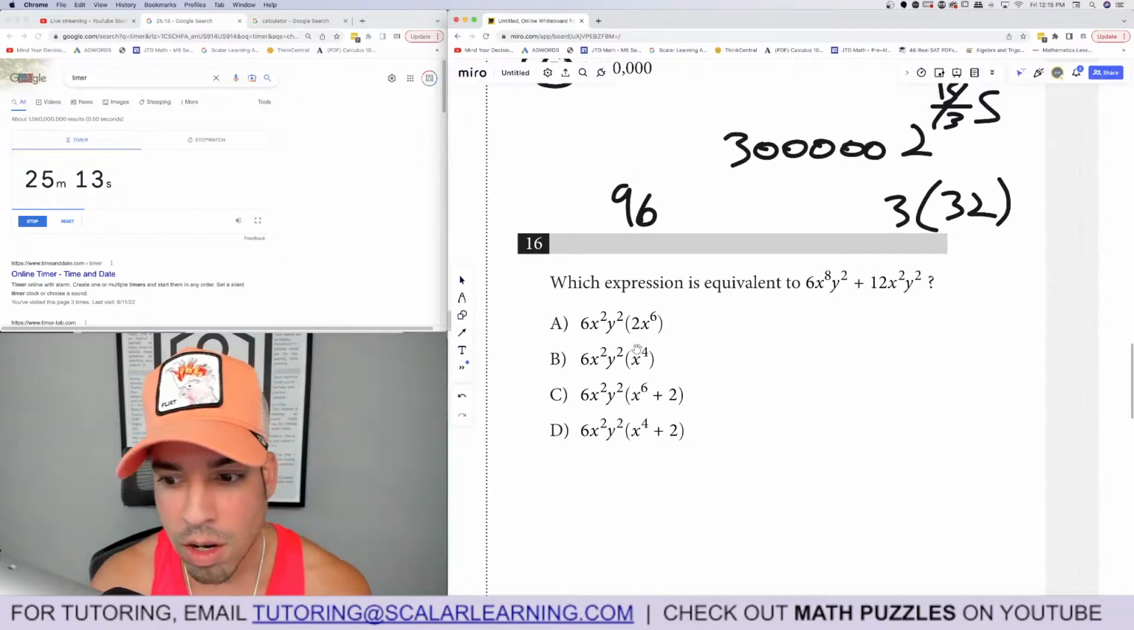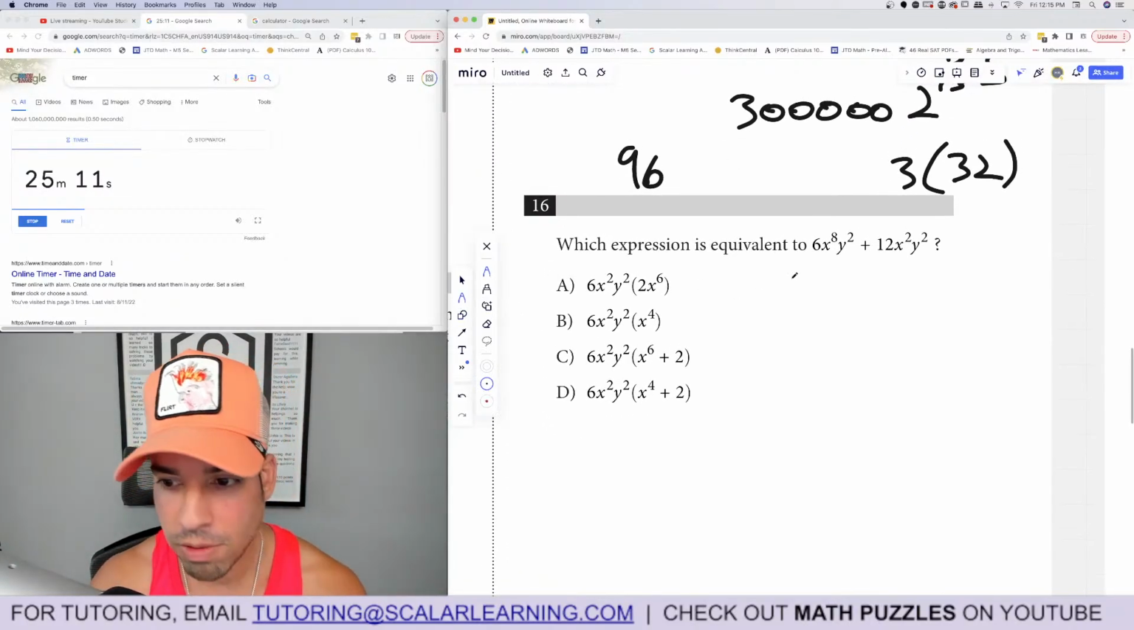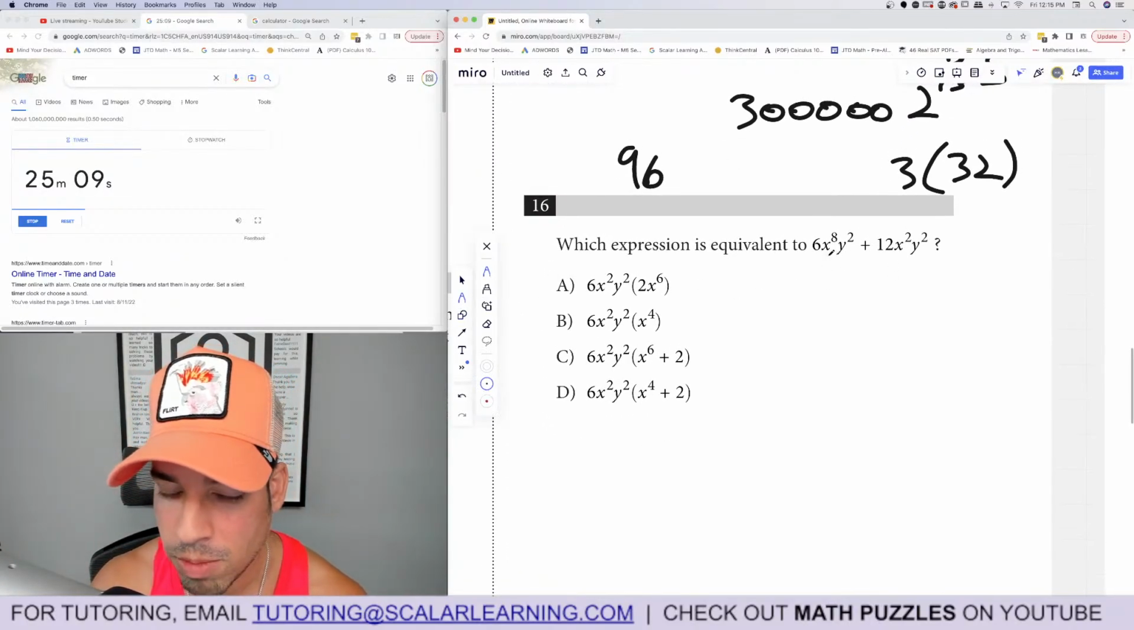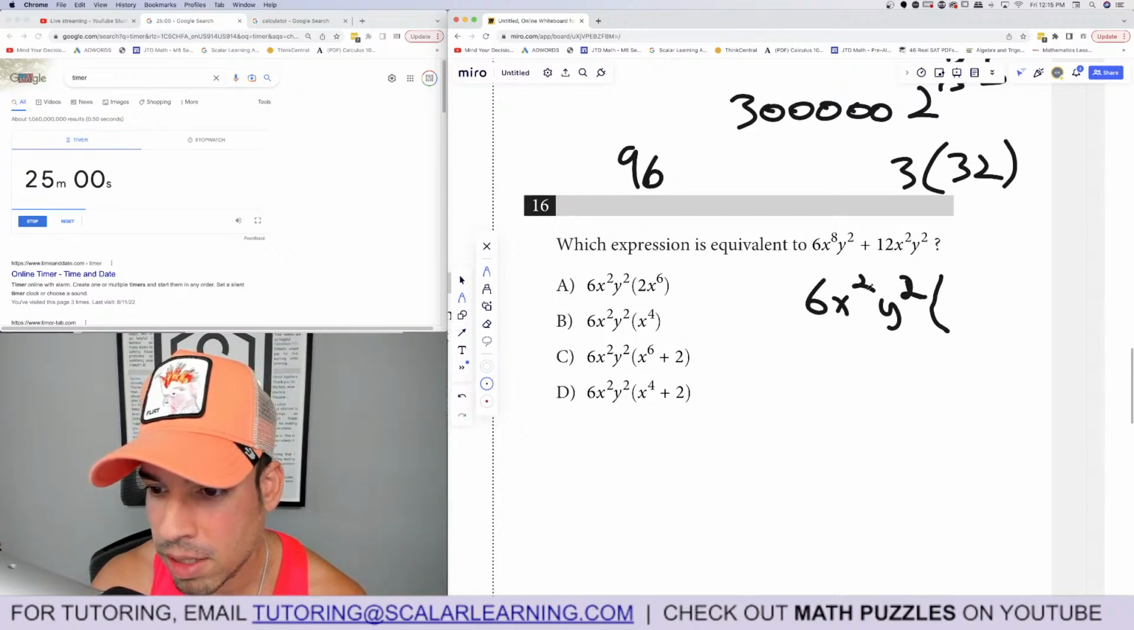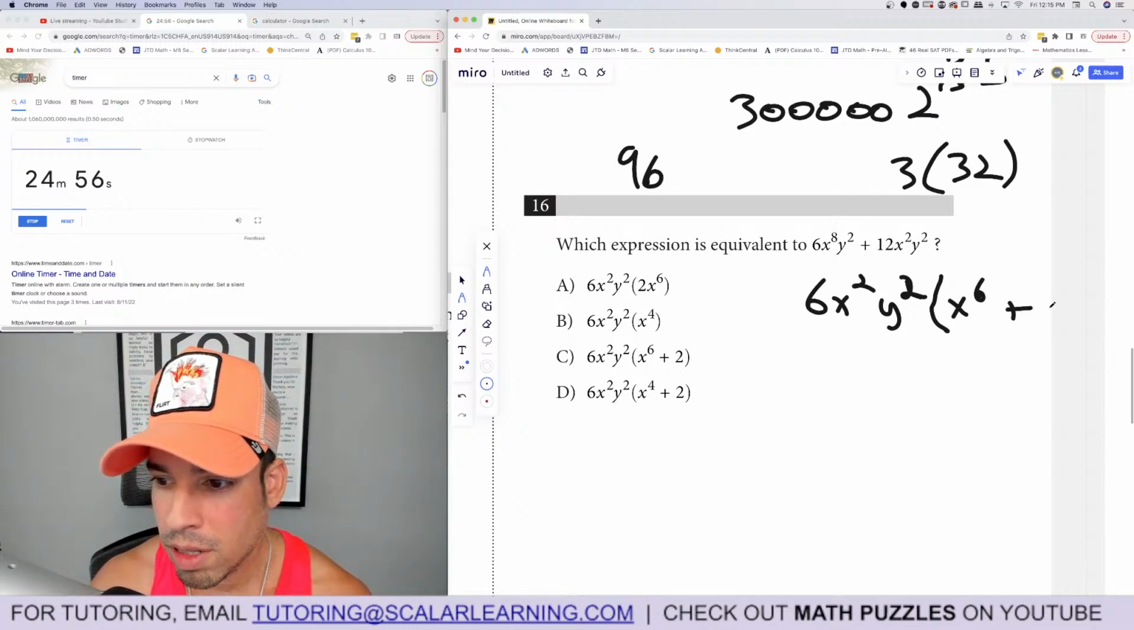Done. 16. Which expression is equivalent to this? So what are they doing? They're factoring. Okay, let me just see. The GCF is going to be 6. The GCF is the greatest common factor. And then we've got x squared and y squared. And then left inside is going to be x to the 6th plus 2.